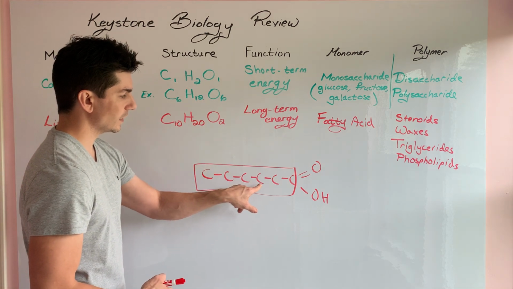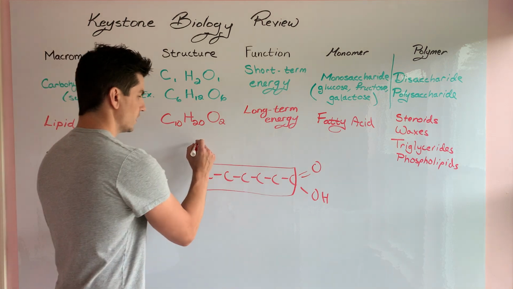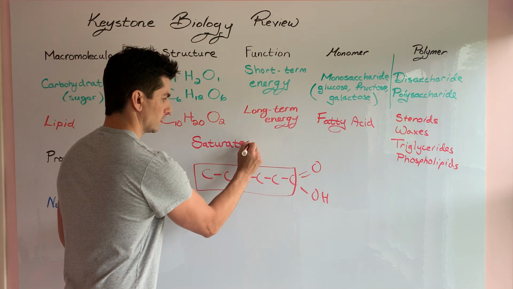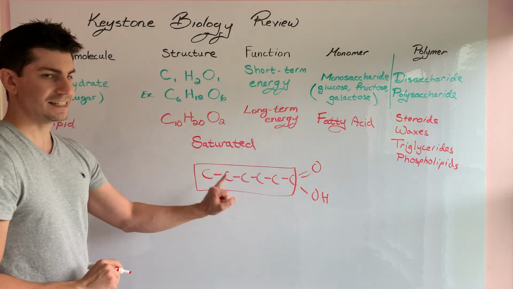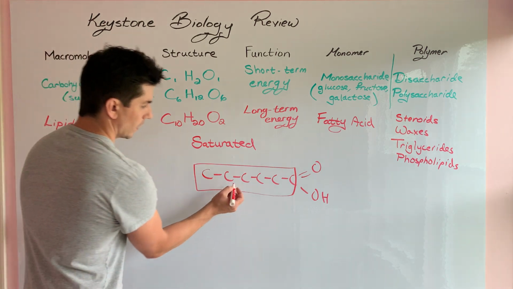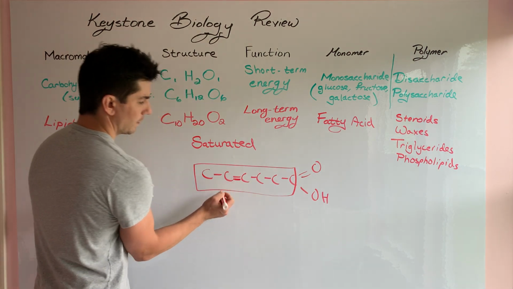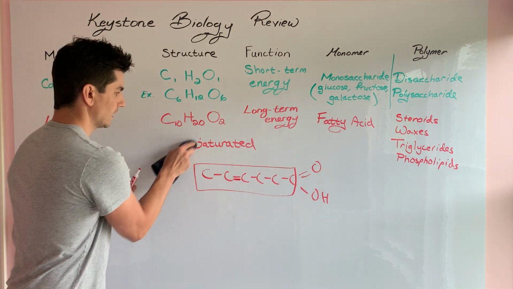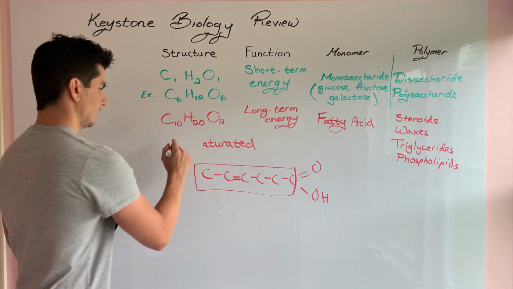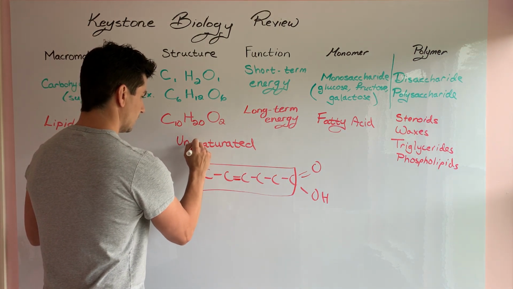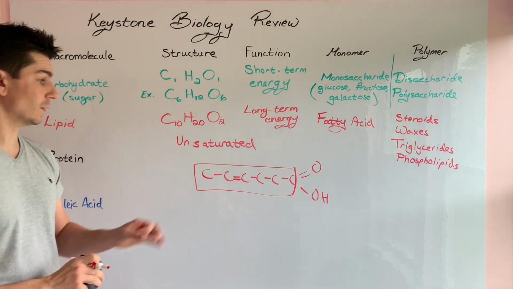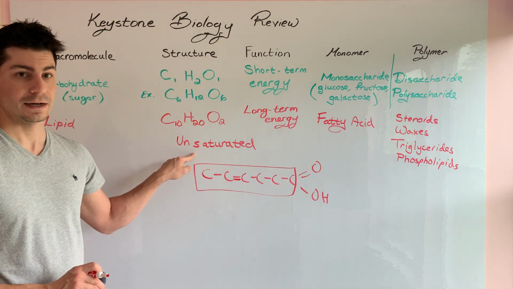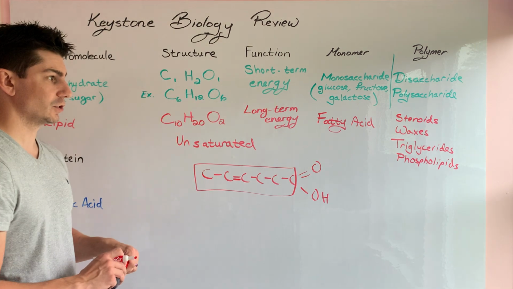If we have all single bonds in between our carbons, we call this a saturated fat or a saturated fatty acid. Okay? The second you see one of these where it has a double bond in between 2 of the carbons, it is no longer considered a saturated fatty acid. If we have a double bond, it is now an unsaturated fatty acid. So all single bonds, saturated, one double bond, it is now unsaturated, okay? Those are the two different fatty acids you can choose from.